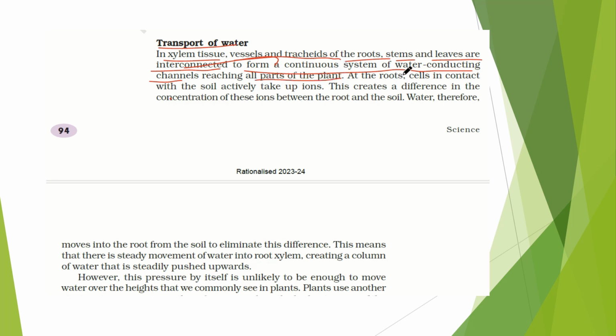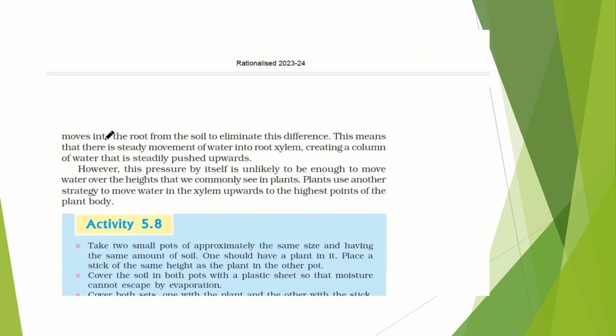So at the roots, the cells in contact with the root actively take up the ions, and this creates a difference in concentration of these ions between the root and the soil. Okay, so there is an ionic difference, a concentration difference of ions. Because of this difference, the ions move from one part to another. So water therefore moves into the root from the soil to eliminate this difference.